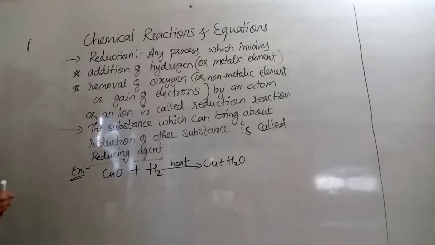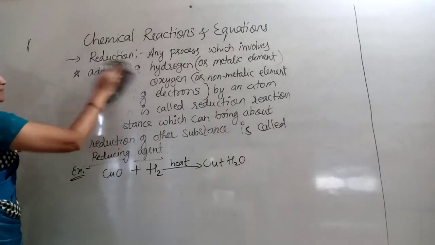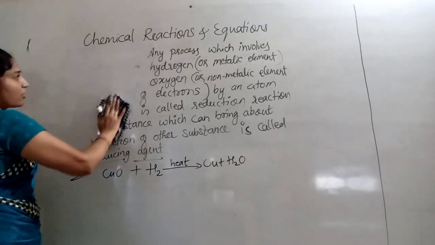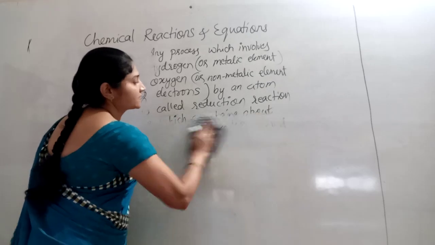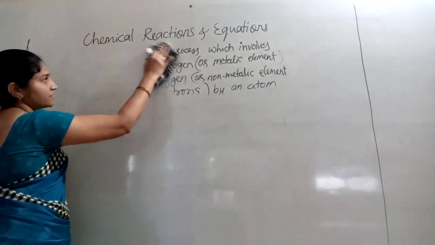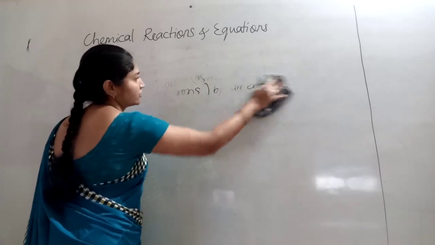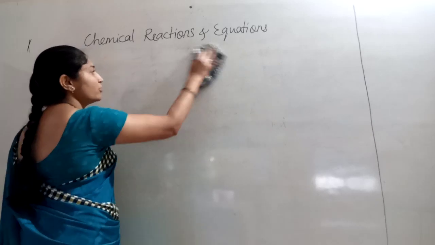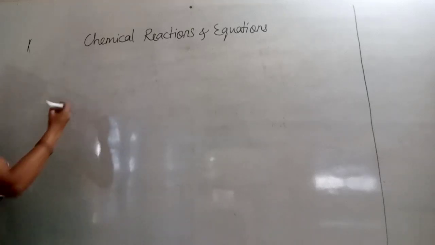Redox reaction. What is that? Next we will discuss where in one reaction both oxidation as well as reduction takes place. What does oxidation mean? The addition of oxygen, or removal of hydrogen, is an oxidation reaction, and removal of oxygen is a reduction reaction.